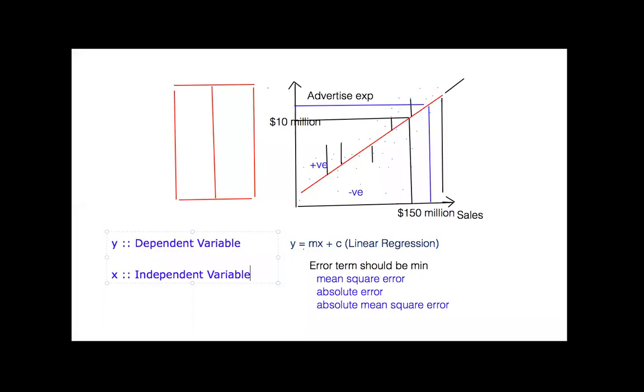Now, since I have given you examples both ways around, it might confuse you. But think like this: advertisement expense is my y. If I want to predict this, then x is my independent variable. So x can take any value. The variable which can take any value will be your independent variable.